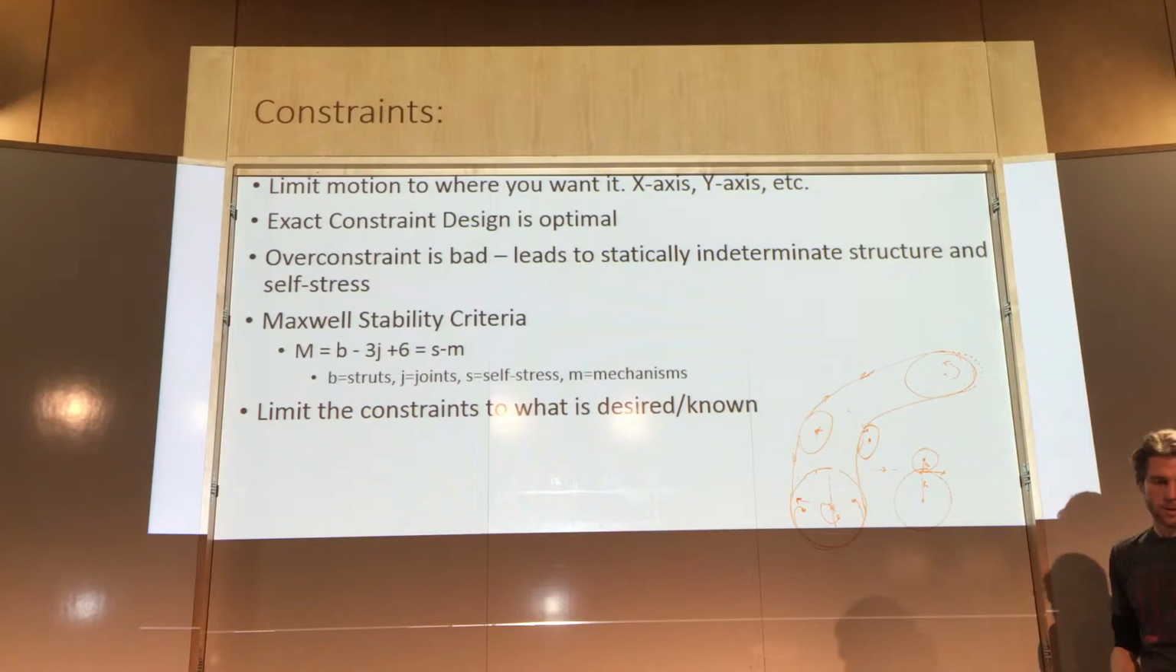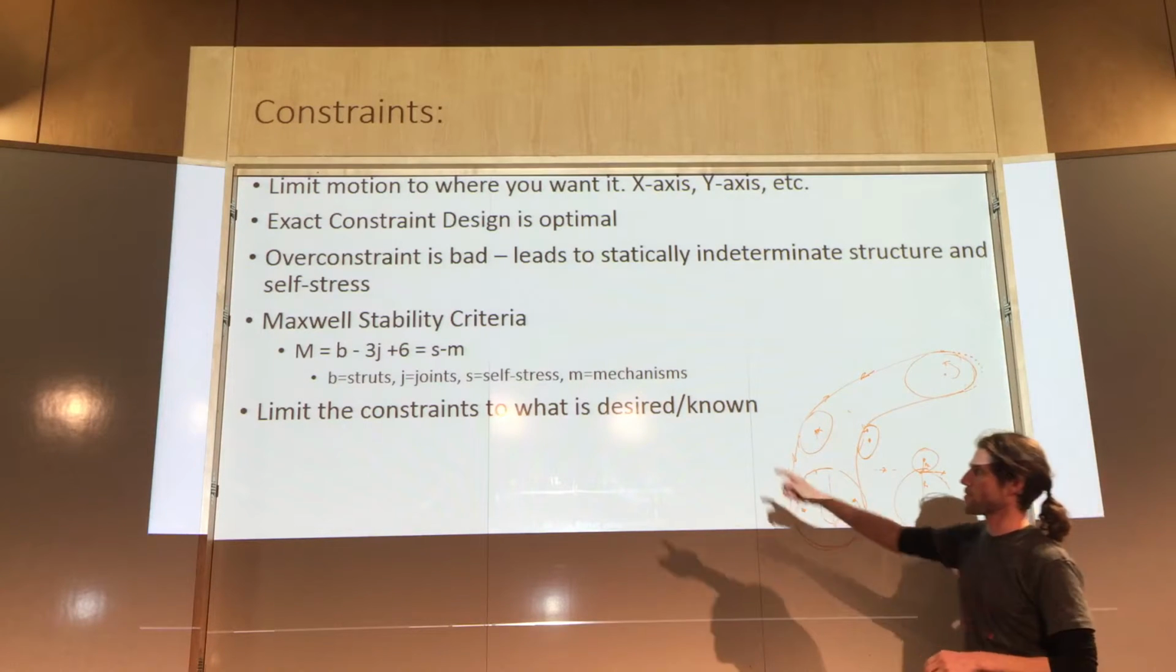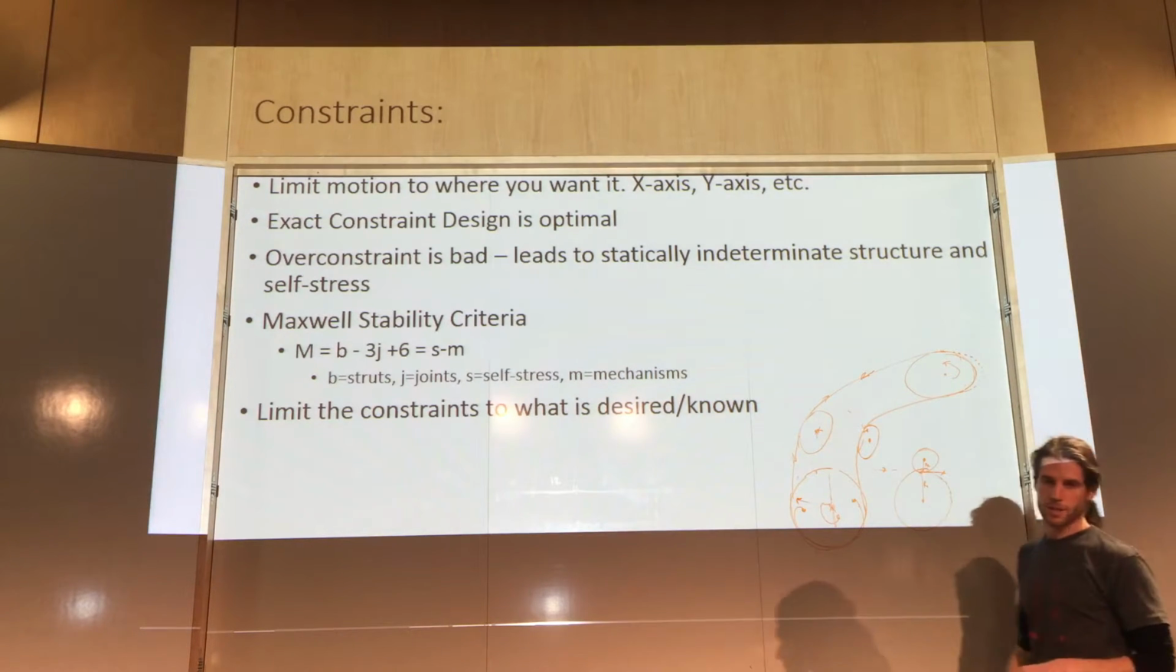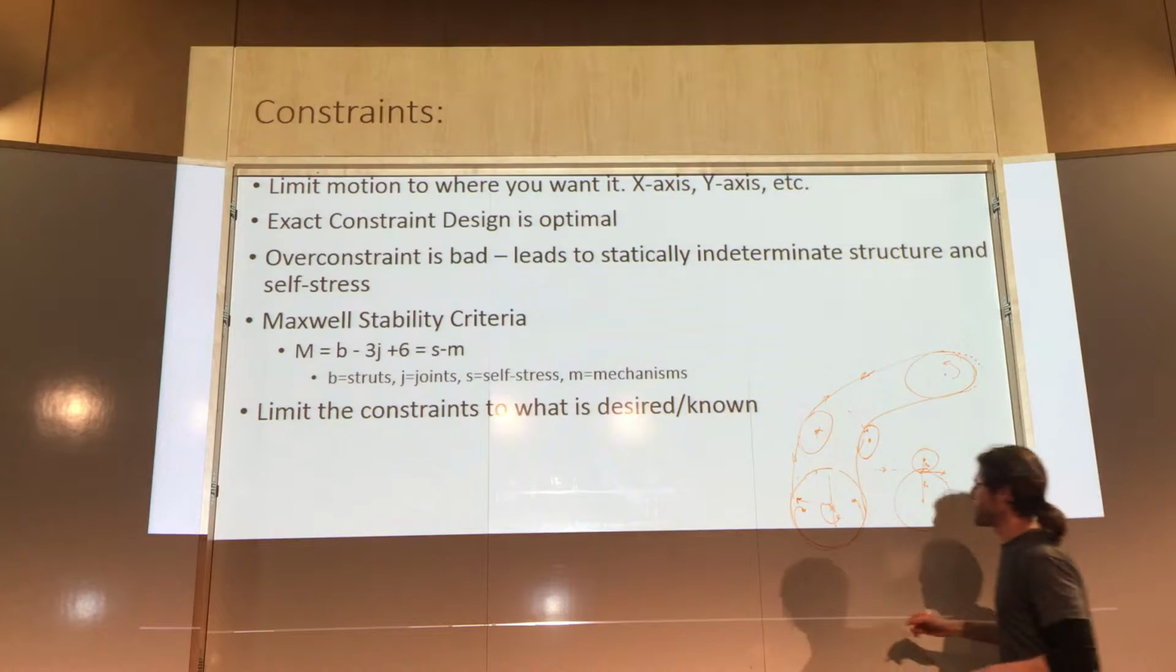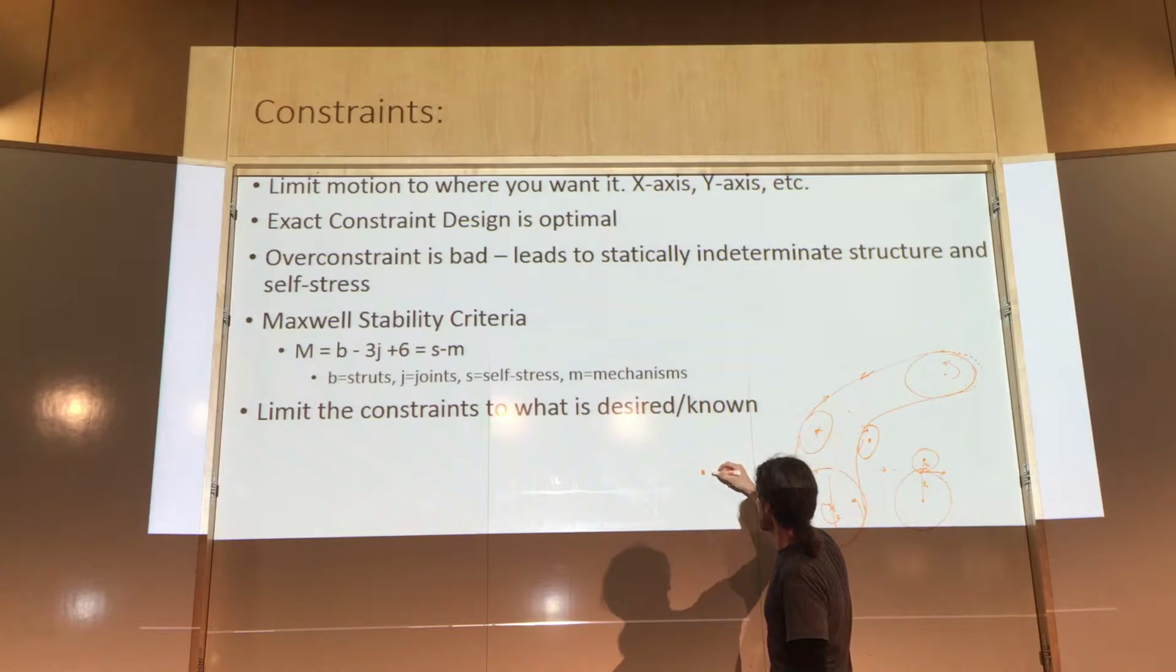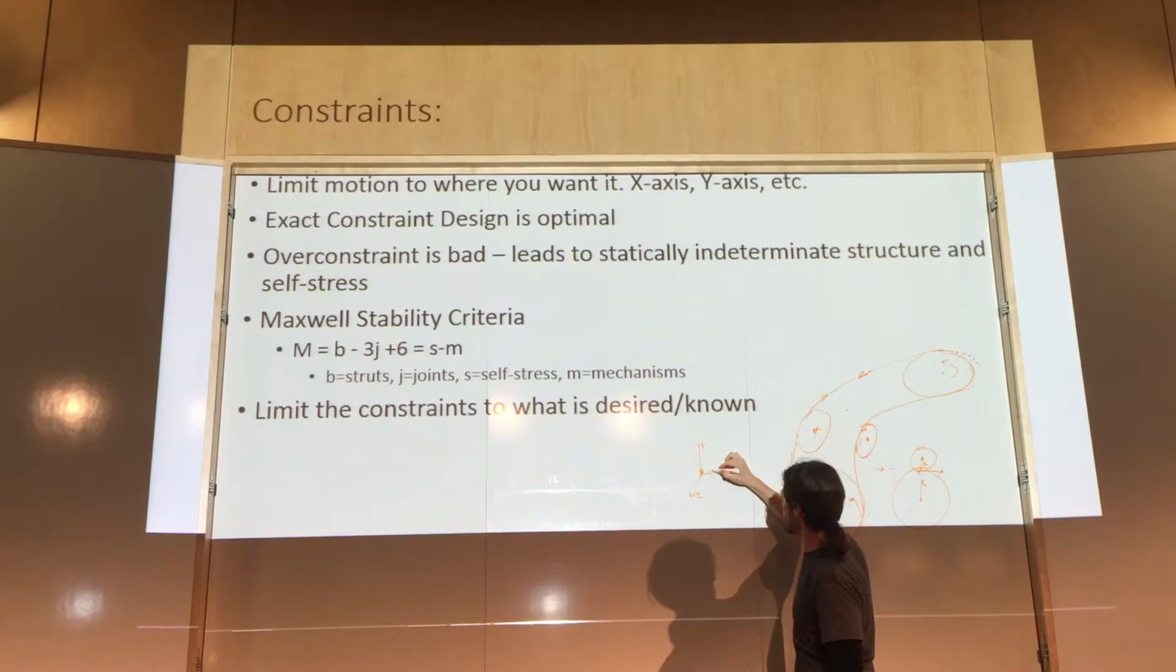So constraints is a big one to keep track of. Neil likes to talk about the Maxwell stability criteria. Basically, all that's saying is that anytime you've got a node, it has these six, the X, Y, Z. You know, you've got your translation and your rotational.